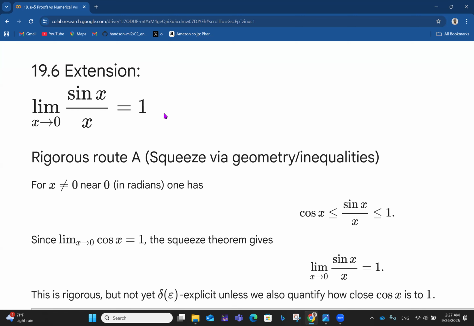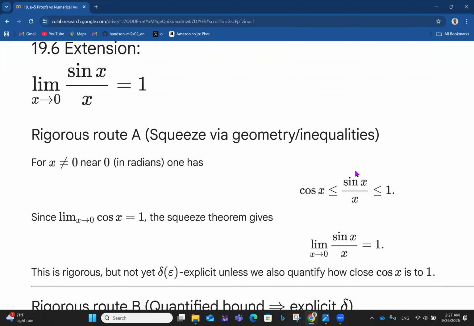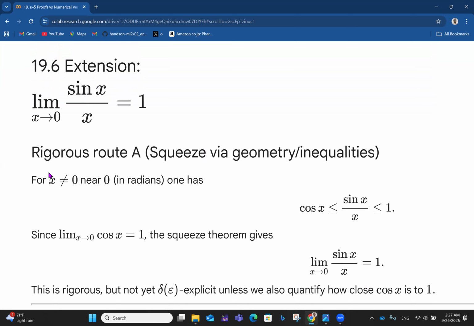So that's true. But then we need to prove it rigorously using the epsilon-delta construct. So the rigorous route A, so you can squeeze via geometry or inequalities. And what do we do in that situation? For x not equal to 0, so x that approaches 0, but is close to 0, but is not exactly 0.